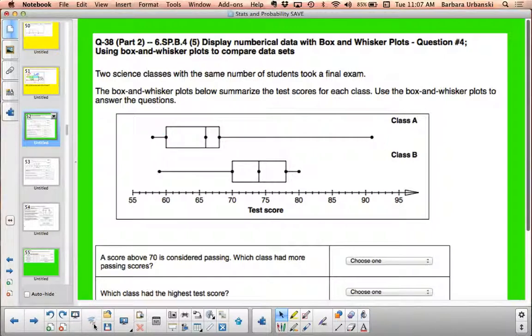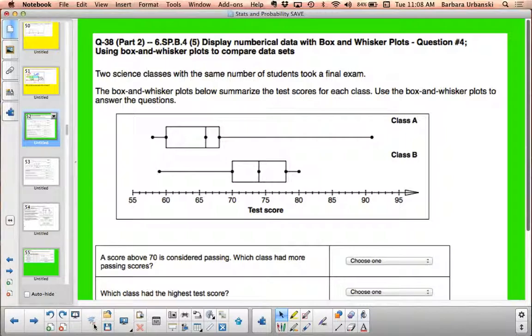And they're saying that the box and whisker plots summarize the test scores. They want us to use the box and whisker plot to answer the questions. And so the first question they have is, a score above 70 is considered passing. Which class has more passing scores?